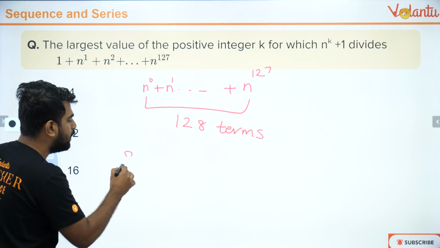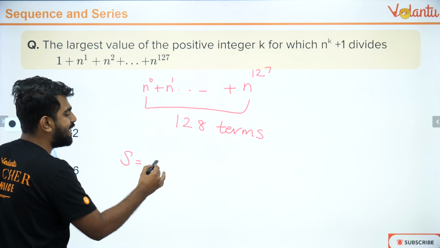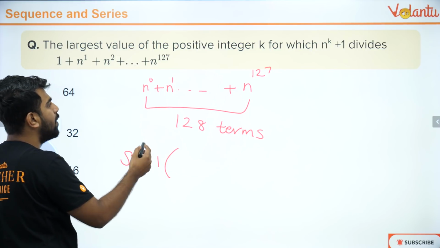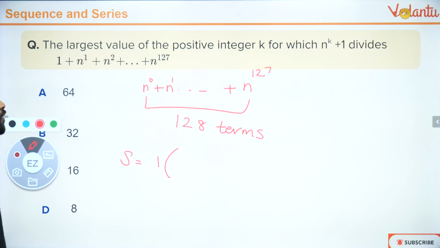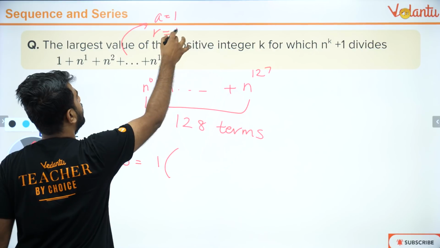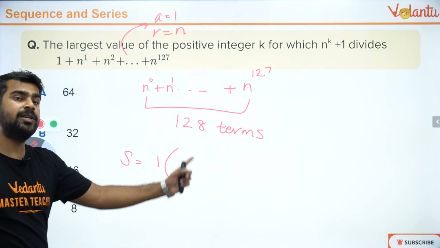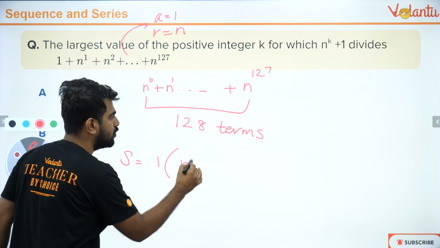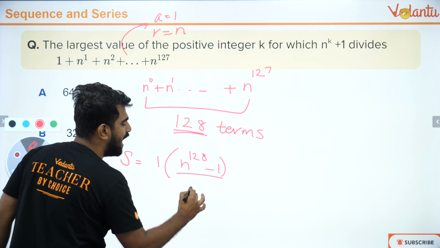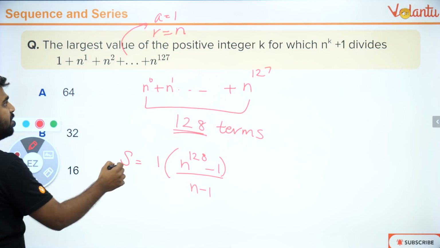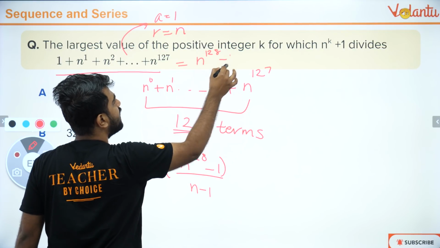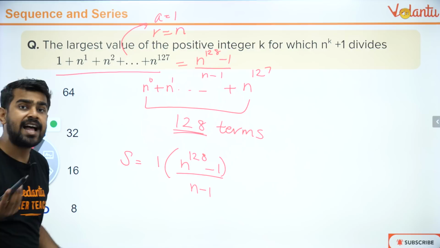We know the sum of a GP is a times r to the power n minus 1 by r minus 1, where a is the first term, which is 1. What is r? The common ratio is n, right? For this GP, the first term is 1 and the common ratio is nothing but n. The number of terms is 128. So whatever expression I have here, it is nothing but n to the power 128 minus 1 by n minus 1. As simple as that.